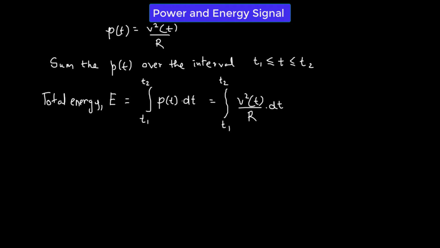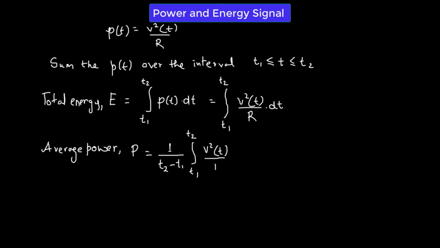Now we can also find out the average power value over the same time interval. So the average power P is going to be equal to 1 over the time interval, which is t2 minus t1, times the integration from t1 to t2 of V squared of t over R dt. So this is how we can find out the average power of the circuit.